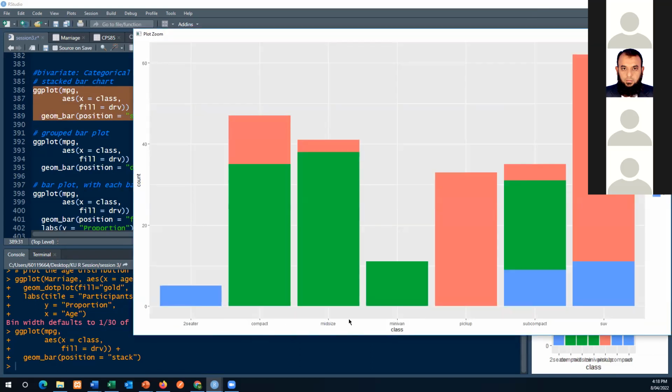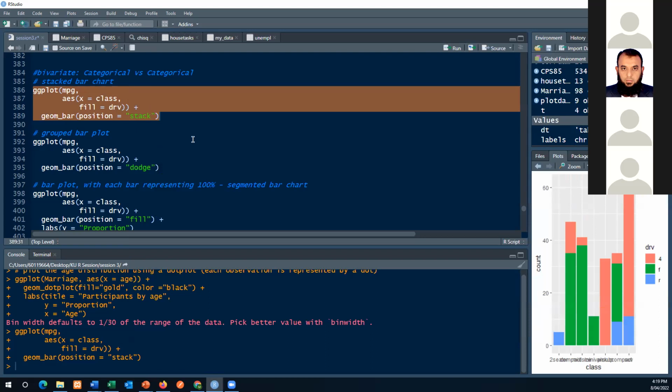You can see the mid-size, minivan, pickup, or SUV, and under the SUV, how many? Most of them are 4-wheel drive. But in the compact car, mostly are front-wheel drive. The pickups are always 4-wheel drive, but you can see 2-seaters are rear wheel drive. There is no 2-seater with 4-wheel drive. So that kind of distribution it is telling, and you can see the number and the frequency. It's all category versus category.